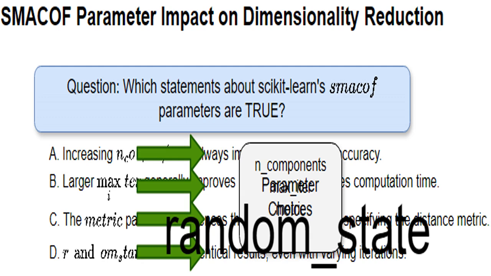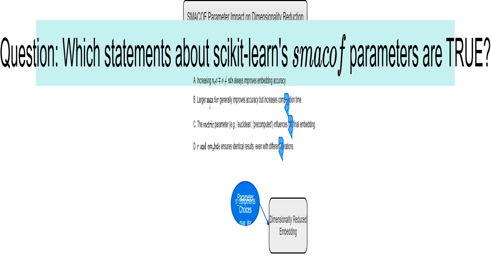I'm asking you to assess your understanding of the smacof function's parameters and how they affect dimensionality reduction. You'll need to determine which statements accurately describe the behavior of these parameters. Think about how each parameter influences the final low-dimensional representation of the data.